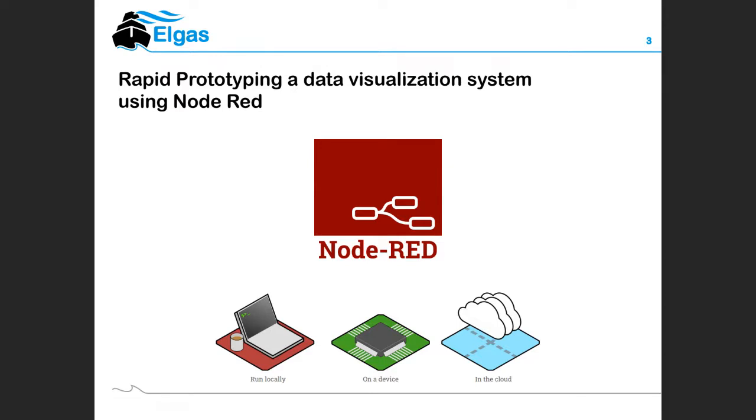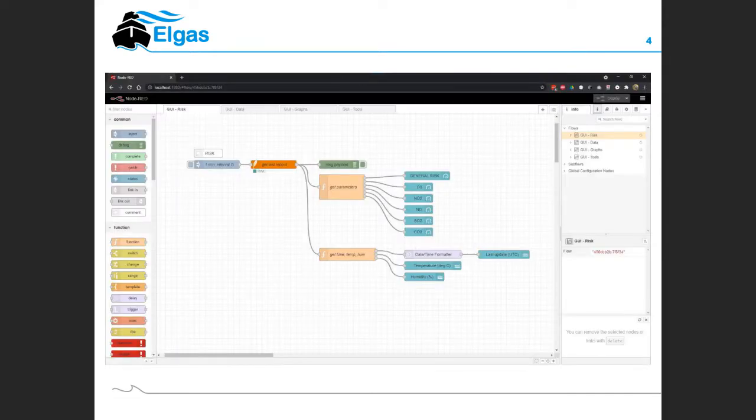Node-RED is a flow-based development tool for visual programming, developed by IBM. It's developed for wiring together hardware devices, APIs, online services, and that kind of stuff that are part of the Internet of Things. It's an open source project that is very nice to use.